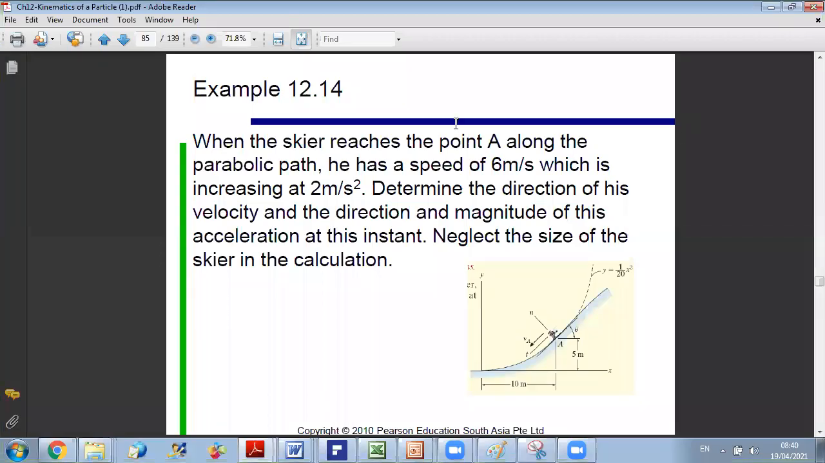Okay, so let us continue. First we need to determine what is the direction of velocity. Who will tell me how you can calculate the angle between the velocity and the horizontal line? This angle theta, how we can find it? So first I need to determine theta. What should I do?